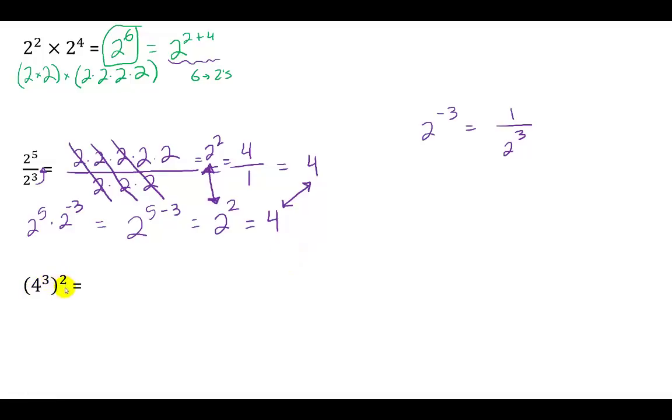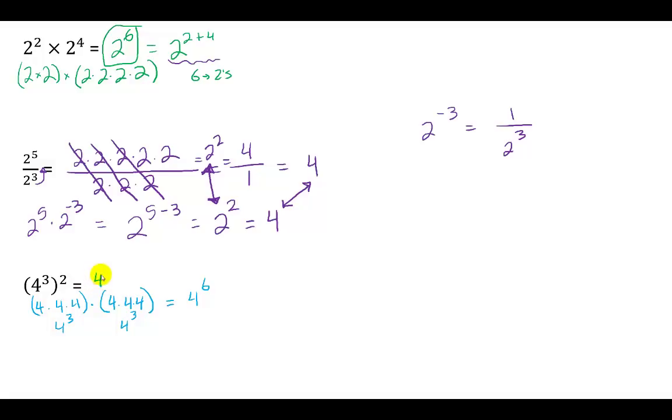4 cubed squared. So this is raising a power to a power. This says to us 4 times 4 times 4. That's 4 cubed. But now we have it 2 times. So we have 4 cubed 2 times. So how many 4s do we really have in total? 1, 2, 3, 4, 5, 6. 4 to the 6th. The way we do that is 4 cubed squared. When you're raising a power to a power, you're going to multiply.